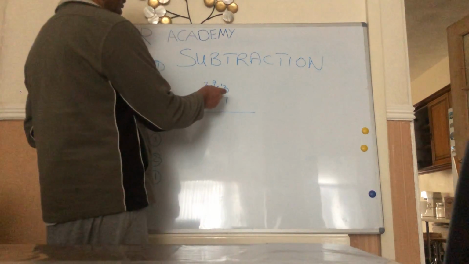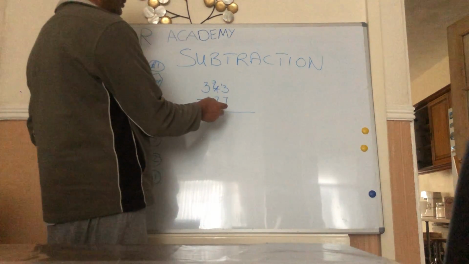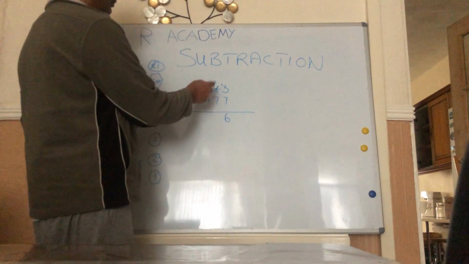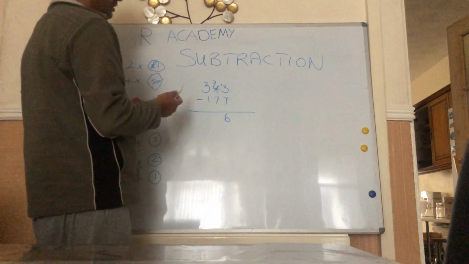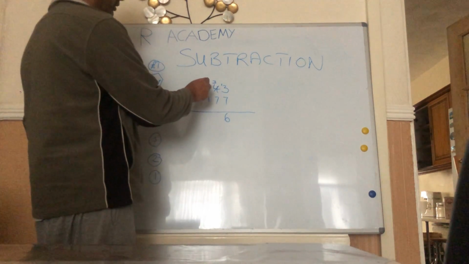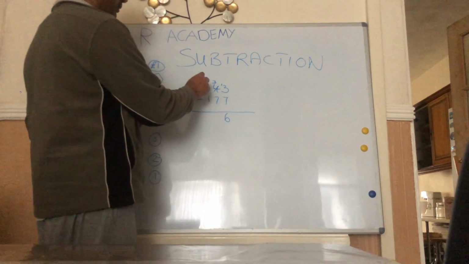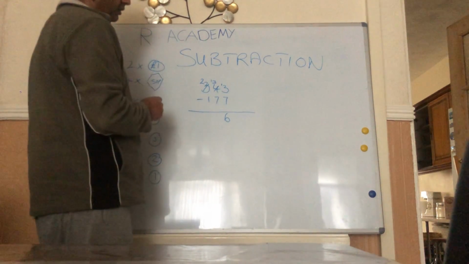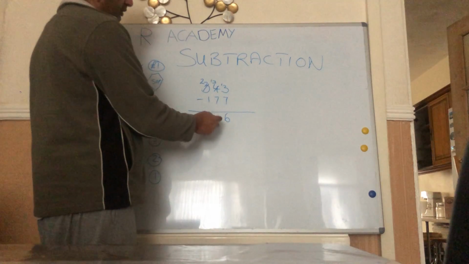So 7 from 13 now will be 6. And 7 from 3, well, you still can't do that, so you have to borrow another 1 from here. So this becomes a 2. So therefore this becomes a 13. So 7 from 13 we already know is another 6.